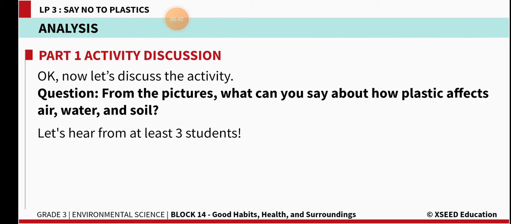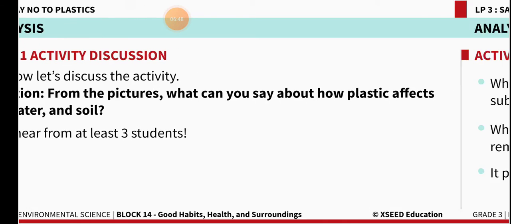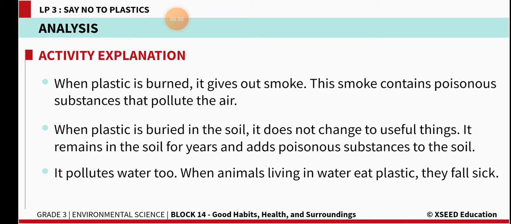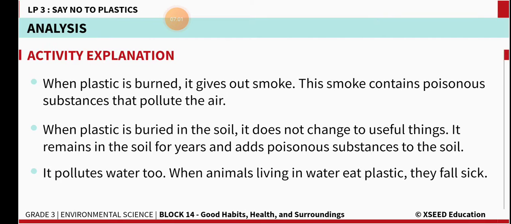Now we'll discuss our activity. From the pictures, what can you say about how plastics affect air, water and soil? Definitely we can say that when plastic is burnt, it gives out smoke. This smoke contains poisonous substances that pollute the air, as we had seen in the pictures.